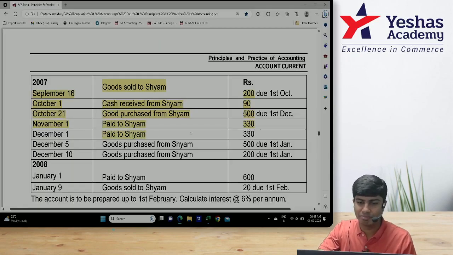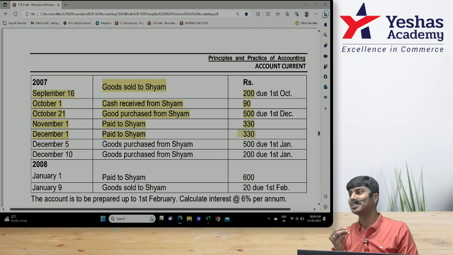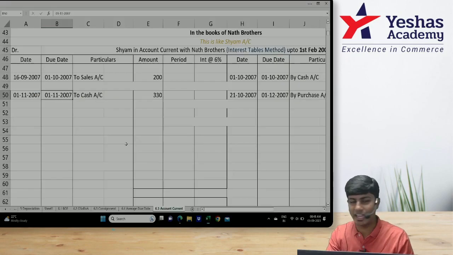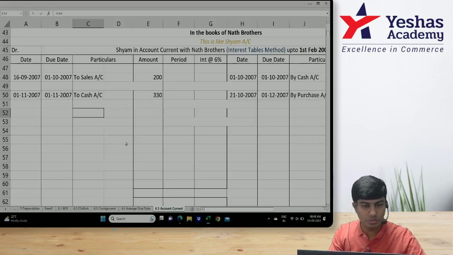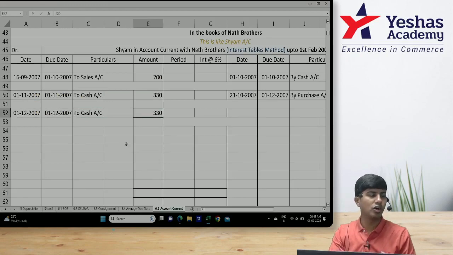Again paid to Shyam, 330. December 1st. What is the journal entry? Now tell correctly at least. Shyam account debit to cash. In Shyam account I'll write here to cash. Date is 1st of December. Amount is 330. Got it?